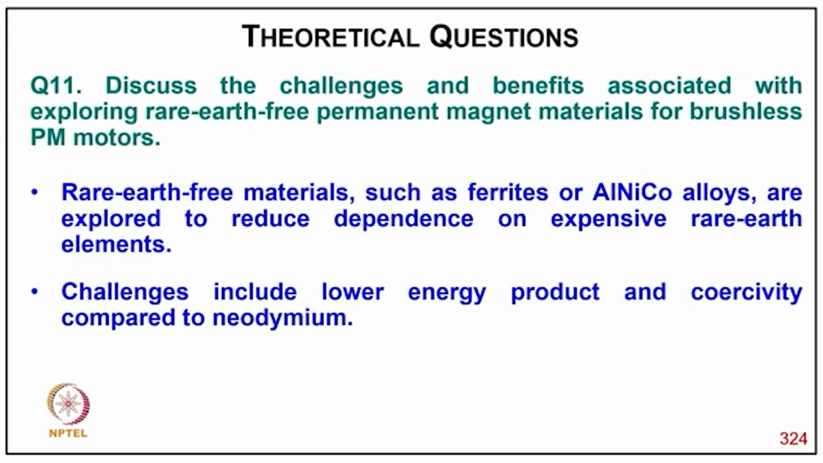Now coming to question 11, discuss the challenges and benefits associated with exploring rare earth free permanent magnet materials for brushless PM motors. Rare earth free magnets such as ferrite or alnico alloys are explored to reduce the dependence on expensive rare materials. Challenges include the lower energy product and coercivity compared to neodymium iron boron.